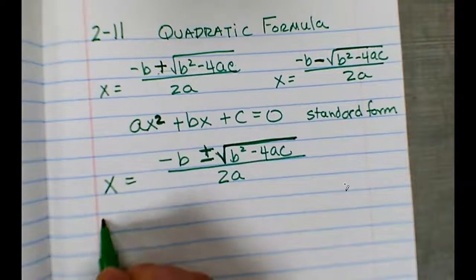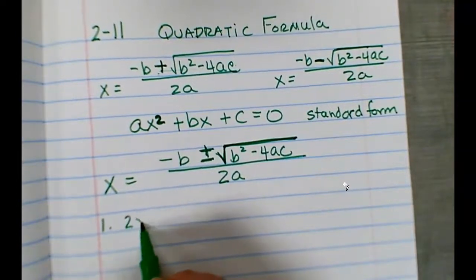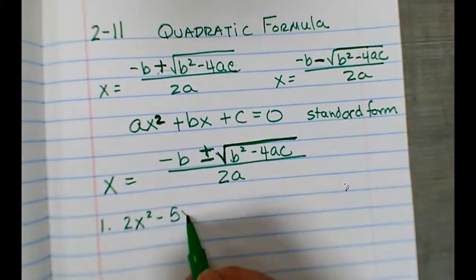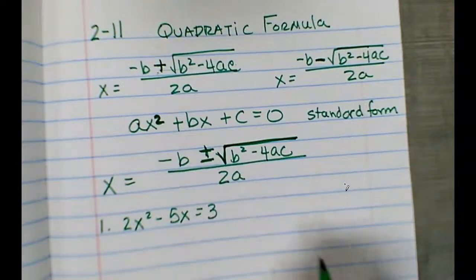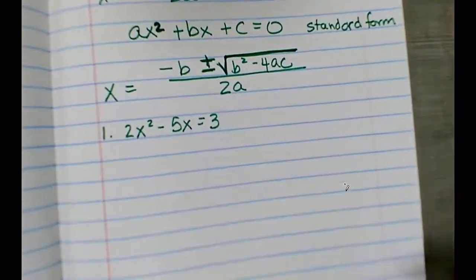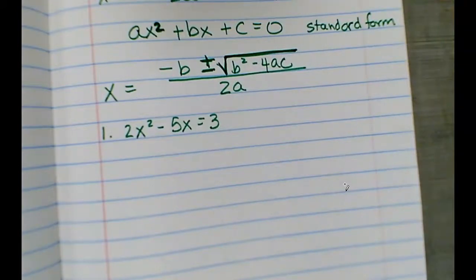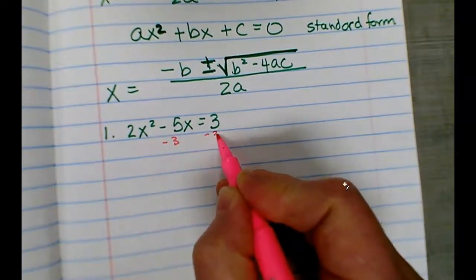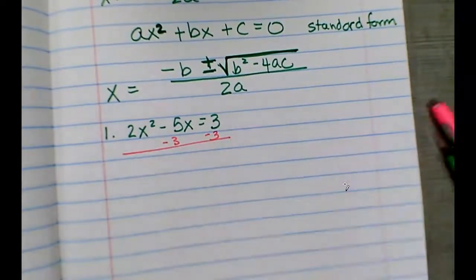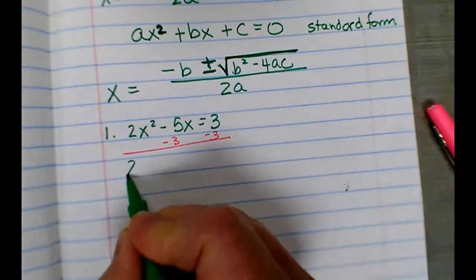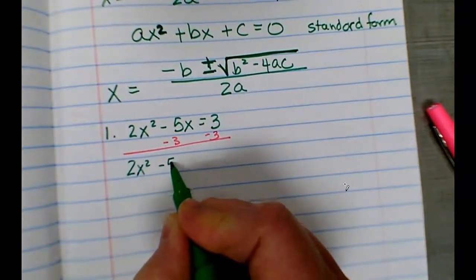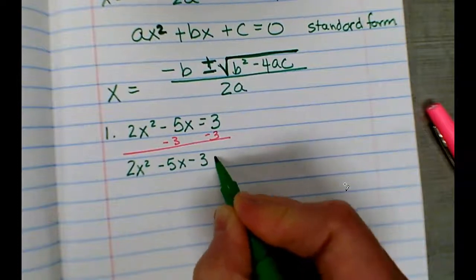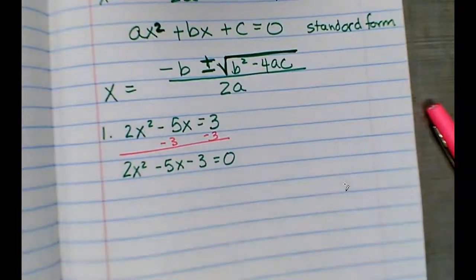And when I figure out a problem, the first thing is that this has to be in standard form. So to put it in standard form, I subtract 3 from both sides.